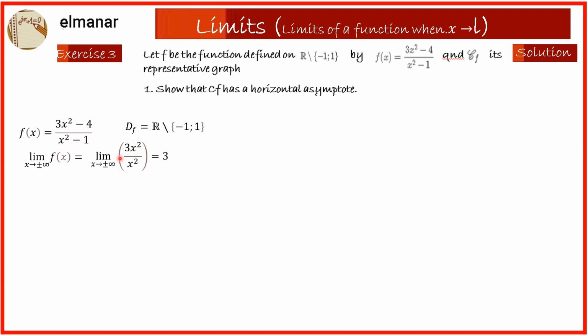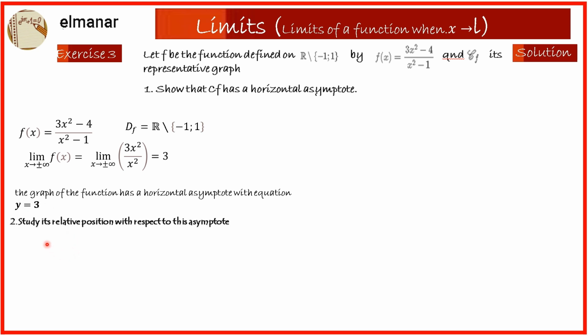More precisely, the numerator contains 3 times x squared minus 4, while the denominator contains x squared minus 1. When x becomes very large, the terms -1 and -4 become negligible. So we can say that the quotient tends toward 3. Therefore, we conclude that the graph of the function has a horizontal asymptote, which means a line that the curve gets closer and closer to as we move farther out in the positive or negative direction. The equation of this line is y equals 3.